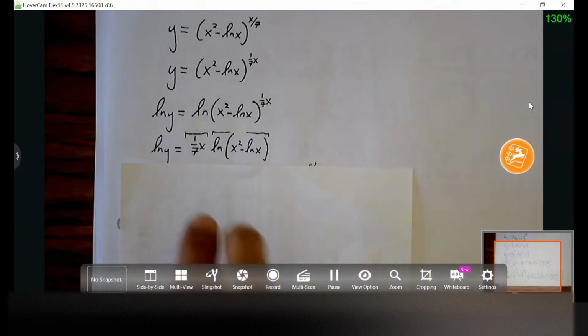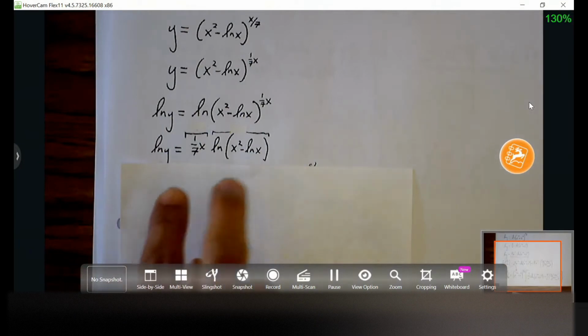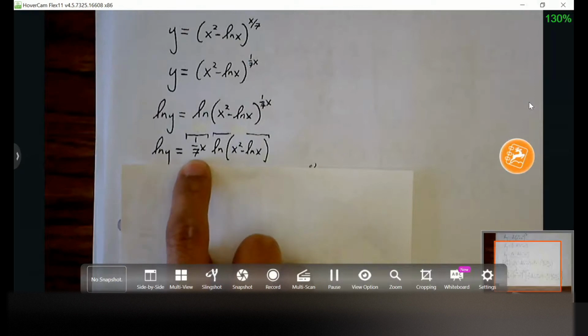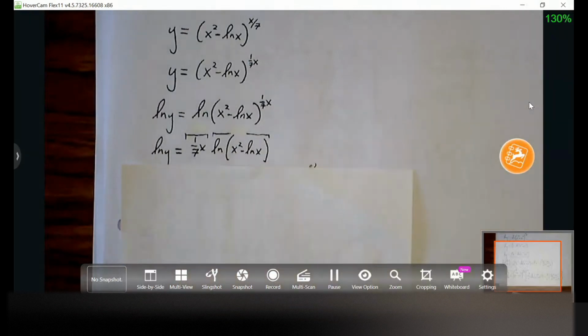How many functions do you see on the right side? I see 2. I see 1/7 x, and I see natural log of x squared minus natural log of x. So what's involved if I want to find the derivative of 2 functions? Product rule. What's product rule? It's f prime g plus f g prime.